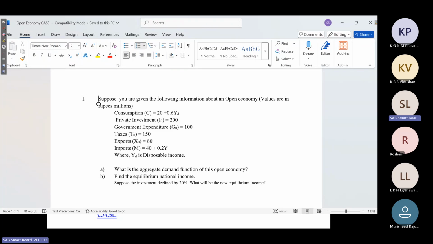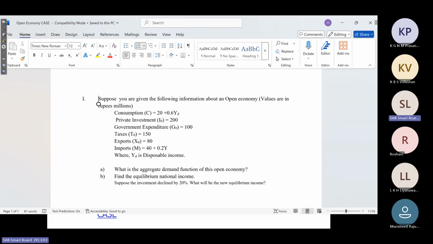Then the question asks, suppose the investment declined by 20%. What would be the new equilibrium? If there is a decline in the investment, very quickly you can do it using the multiplier, right? Or otherwise, earlier investment is 200, so there is a decline in the investment by 20%. That means 40. Investment declined by 40 million. Change in investment, delta I, is 40.